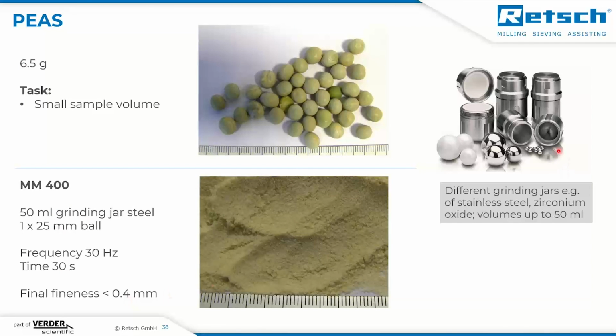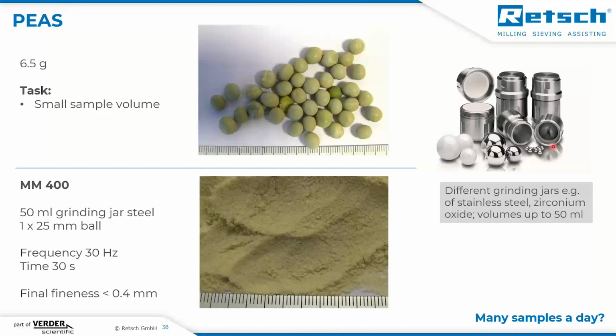If we would like to work without the abrasion of any heavy metals, as in the example with the GM, we can also use different grinding jars here, for example, with a zirconium oxide inlay or tungsten carbide inlay. And we can also adapt the volume of the sample by choosing smaller grinding jars with less volume. So here everything is fine.